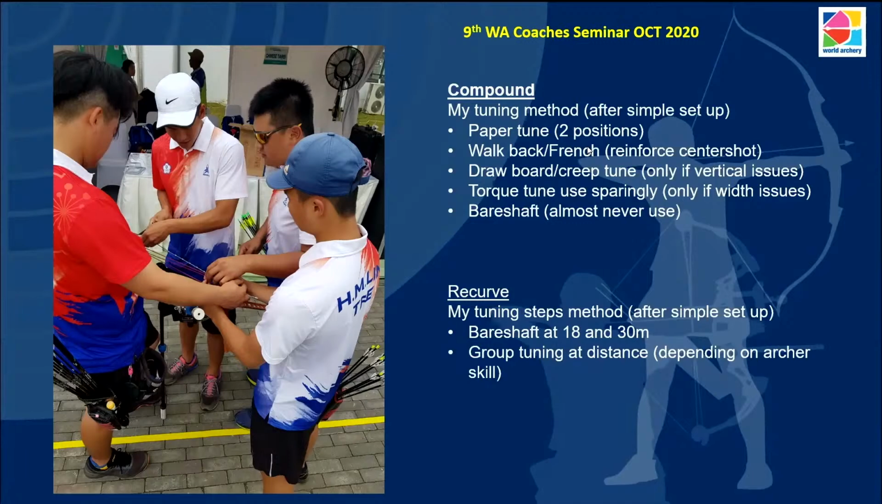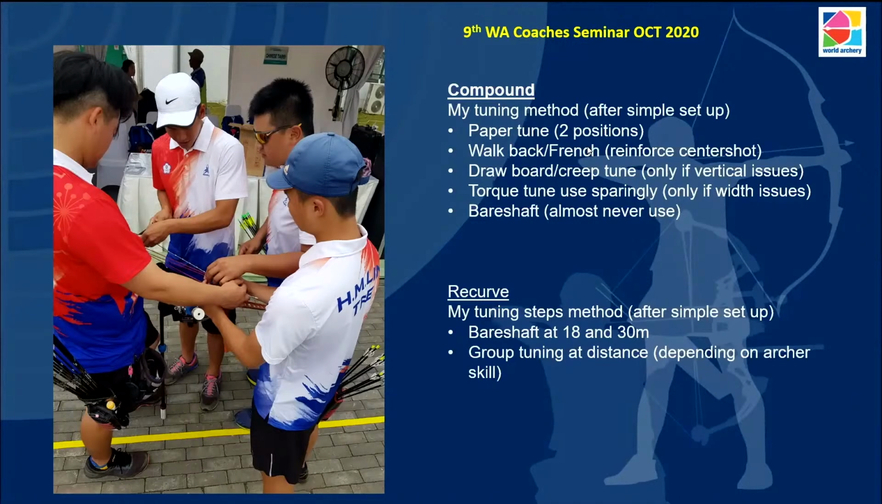So that's if I'm seeing a lot of vertical issues in my arrows, or the arrow is not coming out, say, nice and straight, I'll use a draw board to see if there's any sort of movement of my nock travel as I'm drawing that back. And that's a bit of a timing issue with your bow usually that you can use creep tuning methods on. Torque tuning is something I really don't do too much of.